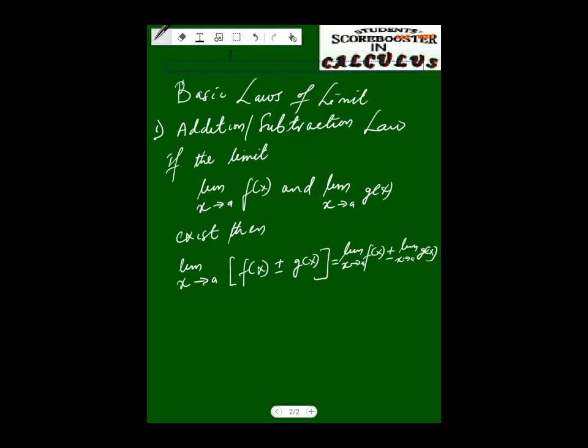The meaning here is that we can go from the left to the right and from the right to the left. If you have the summation of f of x and g of x, the limit of both of them is the same as taking the limit of each of them and adding or subtracting those limits.